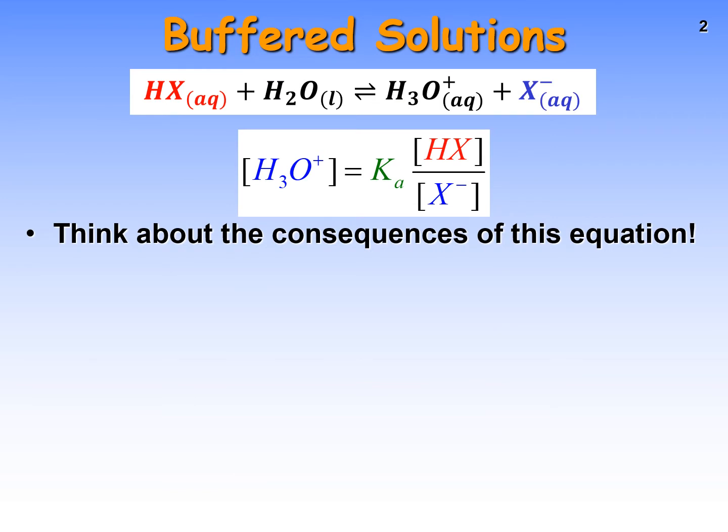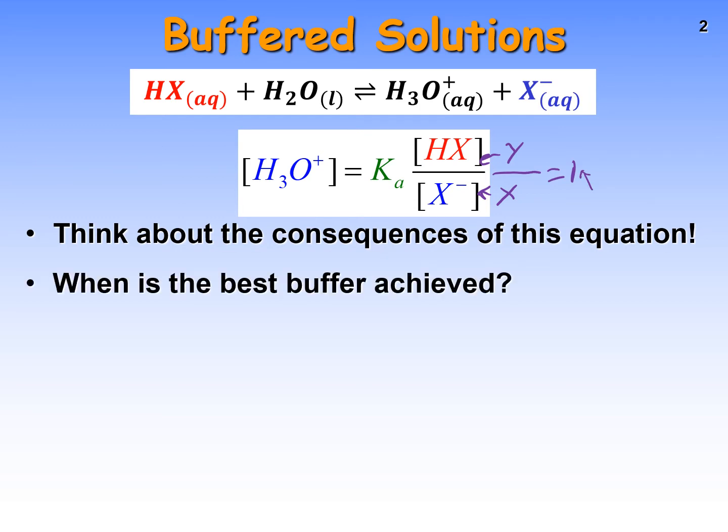If we have some value y over some value x here for HX and X minus for their concentrations, when this ratio is equal to 1, our H3O+ concentration is equal to Ka. Now, it turns out that as we get really close to this ratio of 1, to get further away from it is a lot harder. This is when the best buffer is achieved, when both HX concentration and X minus are equal to one another. Because at this point, it's a lot harder to change your H3O+ concentration, therefore keeping pH relatively constant.